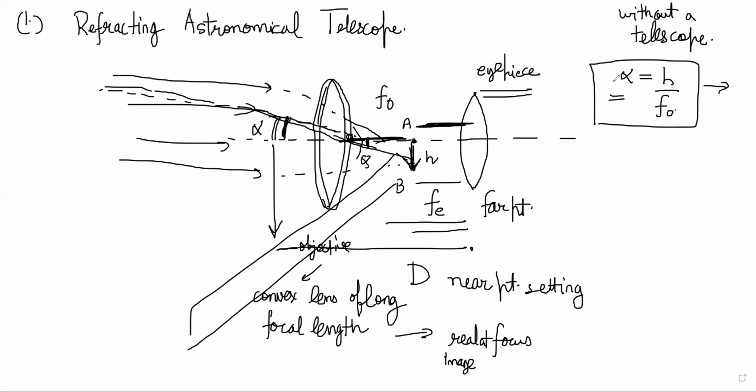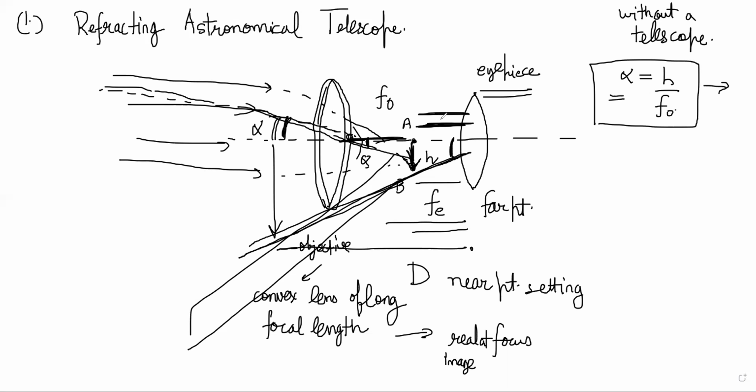Now for the angular size of the image, it is a virtual image that is formed like this. Now you have to actually find out this angle, which is the same as H by this, right?